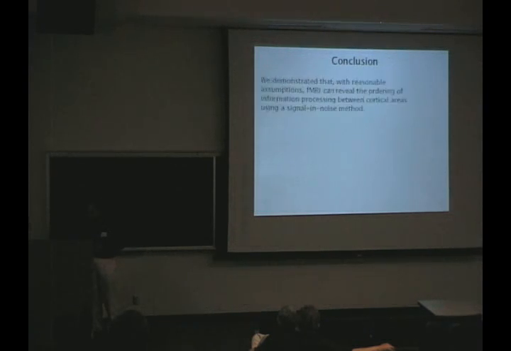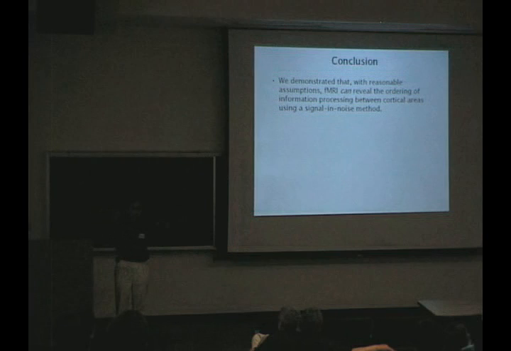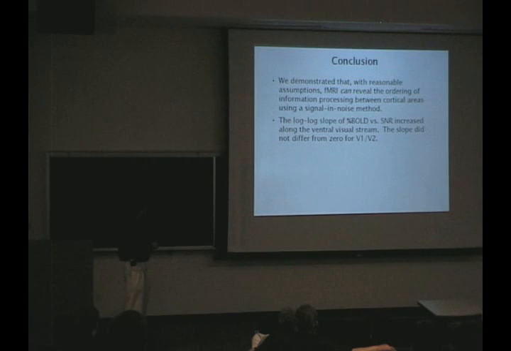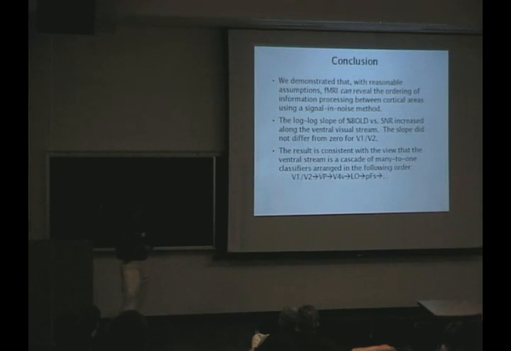I will just conclude by saying that I think there is a way that functional imaging can be used to at least put in constraints about what area is talking to which area and how the decision flows. Specifically for this experiment, we show that the log slope of the BOLD signal with the signal-to-noise ratio increases along the ventral visual pathway. The slope did not differ from 0 for V1 and V2, but then it started increasing afterward. And this is consistent with a cascade of many-to-one classifiers arranged in this order. Thank you.